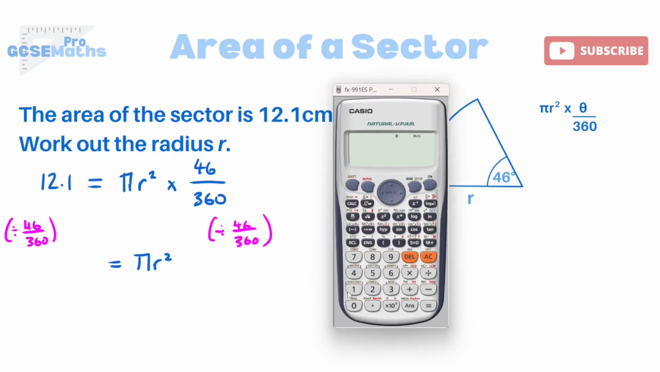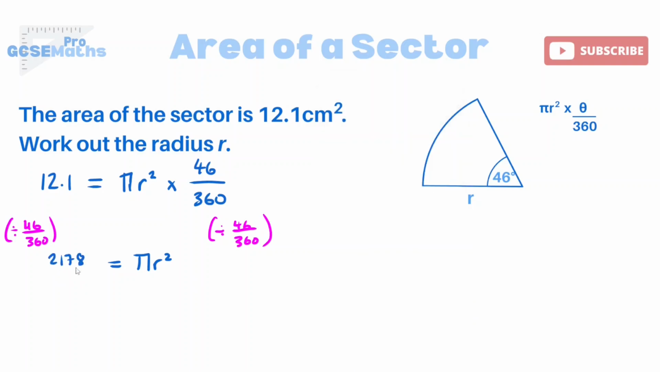But the left-hand side, I'm actually going to have to divide. So I've got 12.1 divided by that fraction, 46 over 360. Which obviously is going to give me a horrific number. In this case, this is all recurring decimals. So what I'm actually going to do is write it as the fraction so I don't lose any decimals. Now, it's not an ideal fraction either, but it's still better than writing all the decimals. So I've got 2,178 over 23. So I'm just going to write that down so I don't have to miss any decimals.